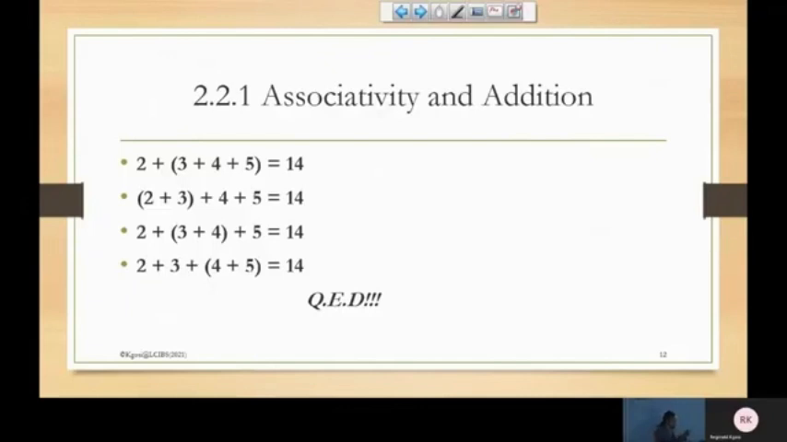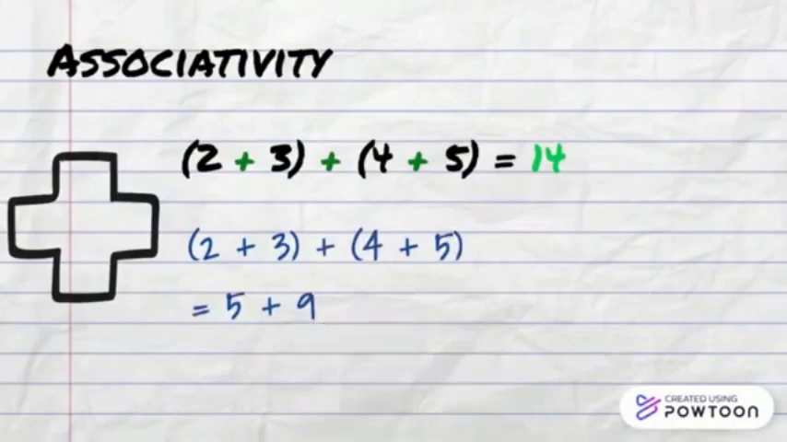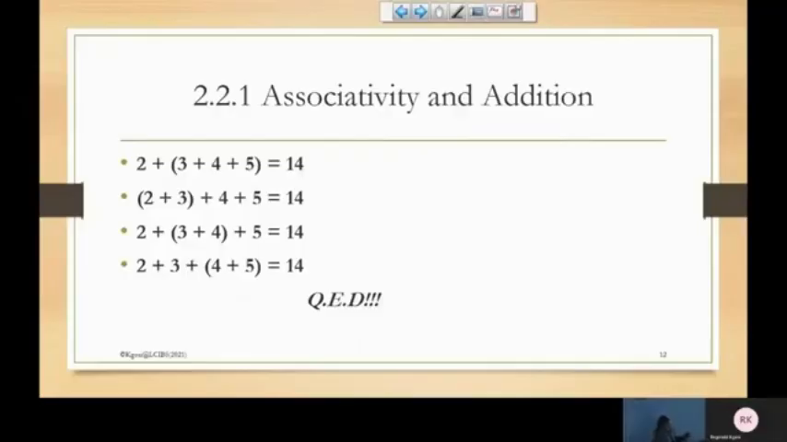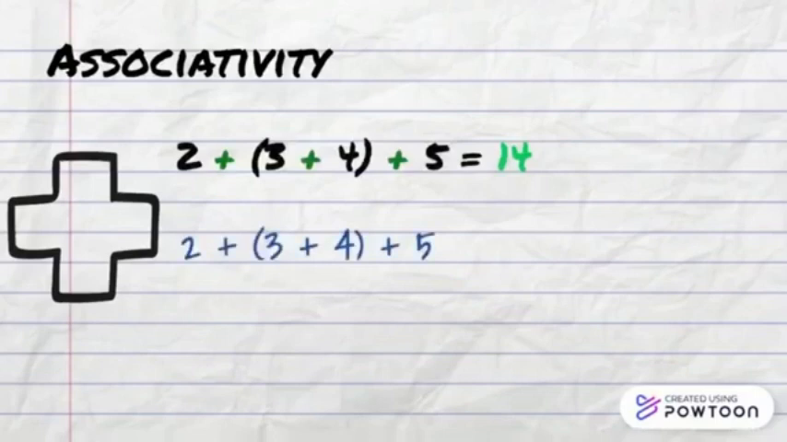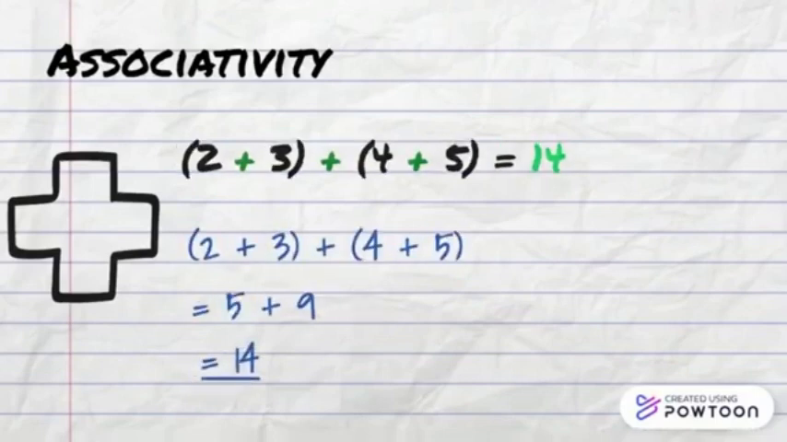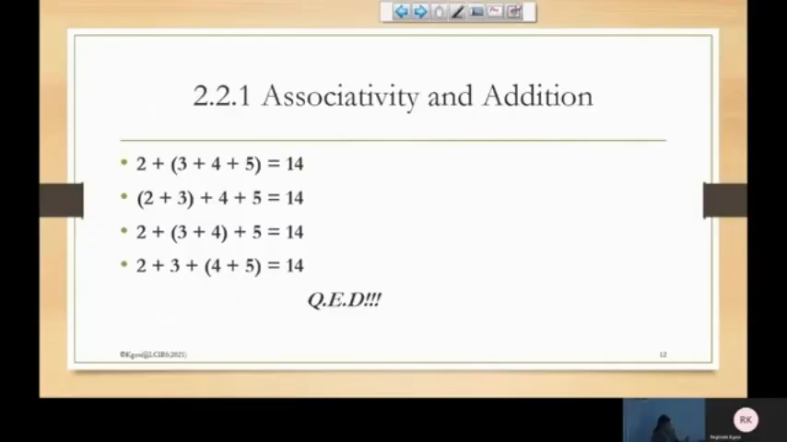The second one says you do the 2 plus 3 first, and then everything else. So 2 plus 3 gives you 5. This was associated. Then you add that 5 to 4 and then to 5, you get 14. The third one says you do the 3 plus 4 first. 3 plus 4 there is 7. So then you say 2 plus that 7 is 9. You add that to 5, it gives you 14.